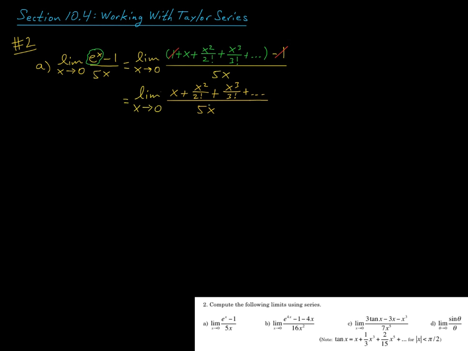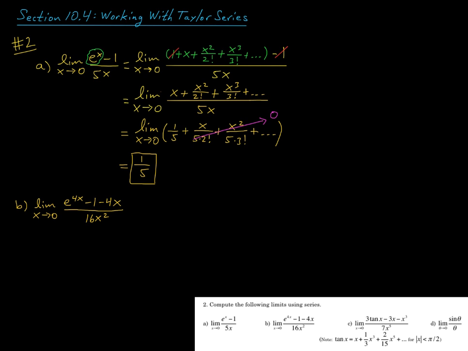Okay, now let's divide each term in the numerator by 5x. That's going to give us a fifth plus x over 5 times 2 factorial plus x squared over 5 times 3 factorial. And then we're going to get a cubic term, a quartic term, and so on. Since we're letting x approach 0, all of these terms, aside from the leading constant term of 1/5, are going to go to 0. And so we conclude that the limit is equal to a fifth. All right, cool. So how about part B?